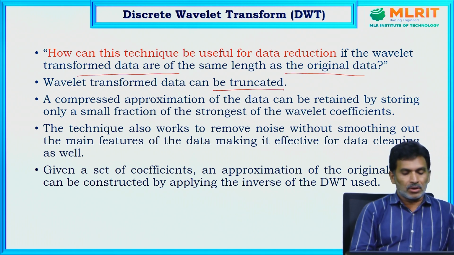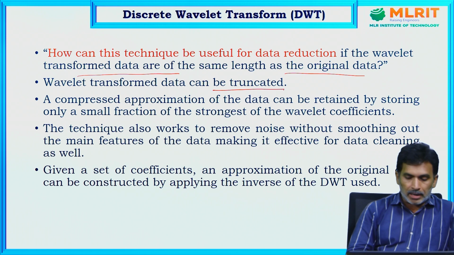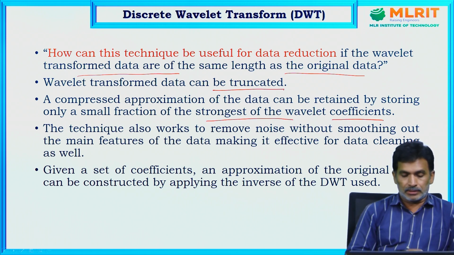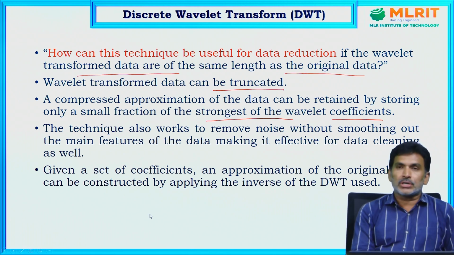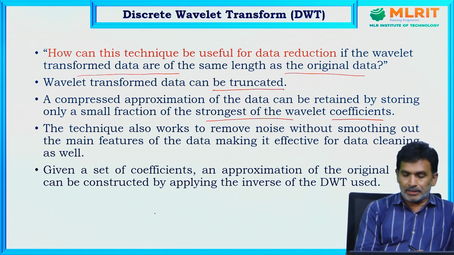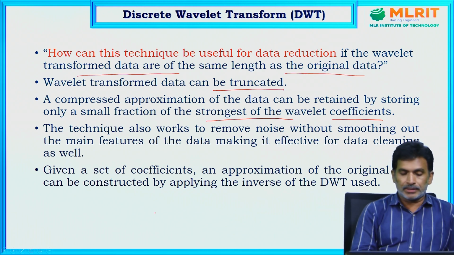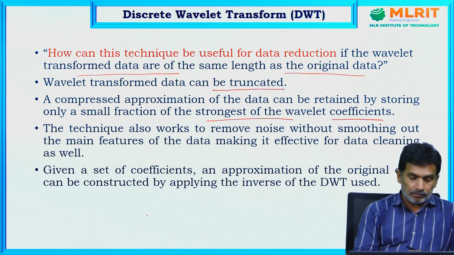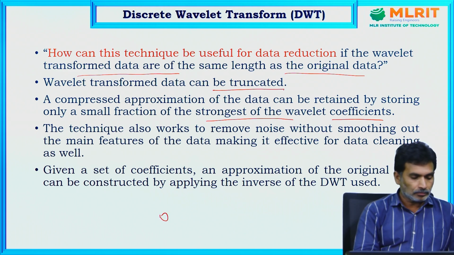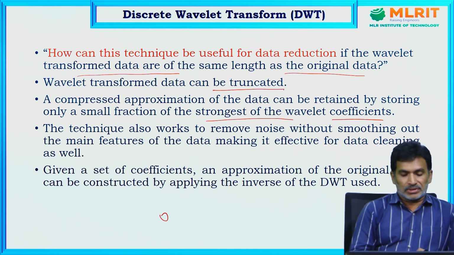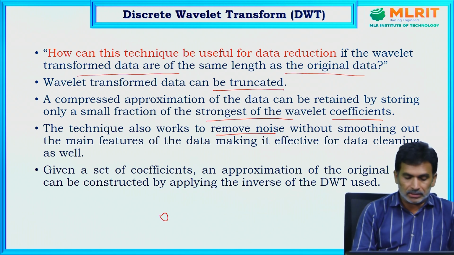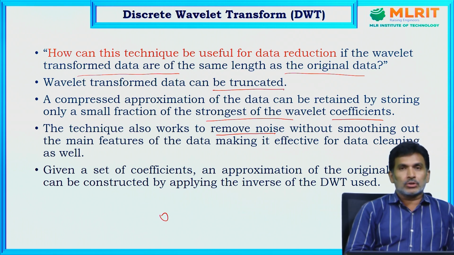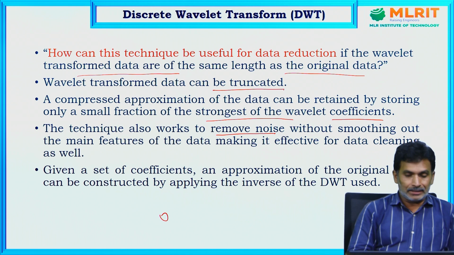A compressed approximation of the data can be retained by storing only a small fraction of the strongest of the wavelet coefficients. For example, we can define a threshold so that we retain all the wavelet coefficients whose values are greater than the threshold, and the remaining we set to 0. This technique also works to remove noise without smoothing out the main features of the data. So it can also be used as a data cleaning technique.